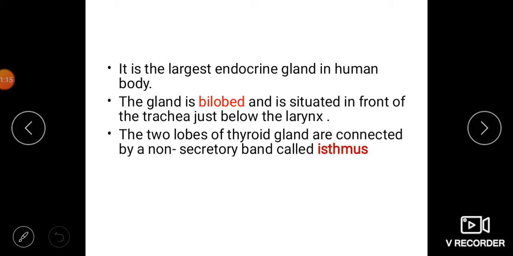The two lobes of the thyroid gland are connected by a non-secretory band called the isthmus. It is a butterfly-shaped or H-shaped gland, with two lobes on either side of the trachea, and both lobes are connected by a non-secretory band. That means that connecting structure is not responsible for the production of any hormones. The word isthmus means bridge.